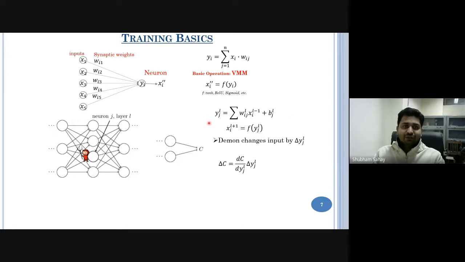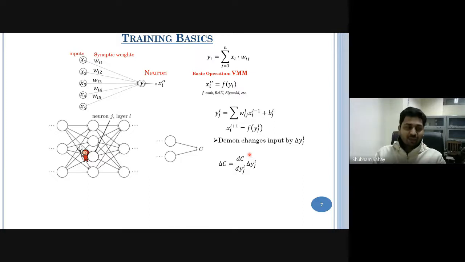Why is it called the error of the neuron? Because let's say this daemon changes this vector by matrix multiplication only by a small amount, so this del yj is small. Now, if this gradient of the cost with respect to this VMM is large, then we see that the change in the cost would be large, right? So if the change is large, we can say that the neural network was not trained properly because there was scope for changing the cost by a large amount.